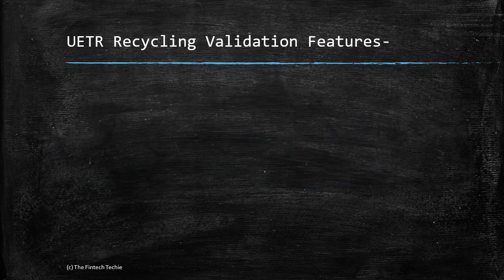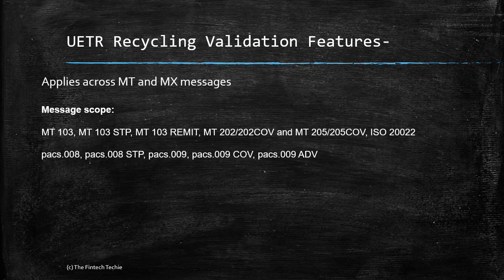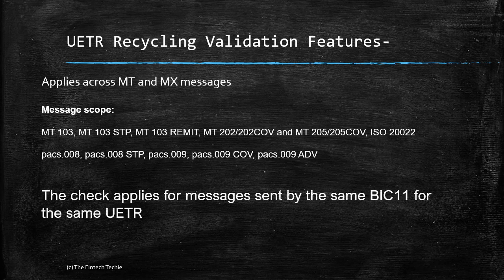So what are the main features of this UETR validation? It applies across MT and MX messages. The message scope, as you can see here, is limited to payment messages, which could be a customer payment or a bank transfer. In simple terms, the check applies to messages sent by the same BIC with the same UETR. It doesn't check for exact amounts because there is a tolerance amount. If the amounts of the two messages are within the tolerance limit, the UETR reuse is not flagged. If it is beyond the tolerance limit, then the duplicate UETR flag is raised.